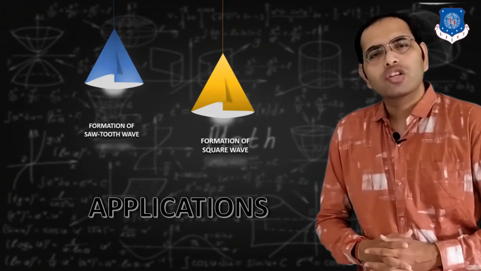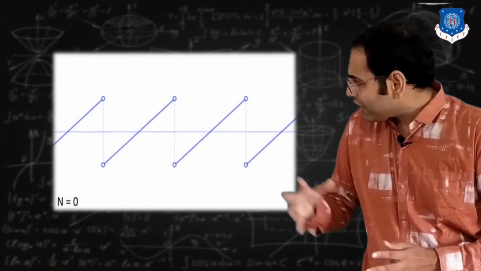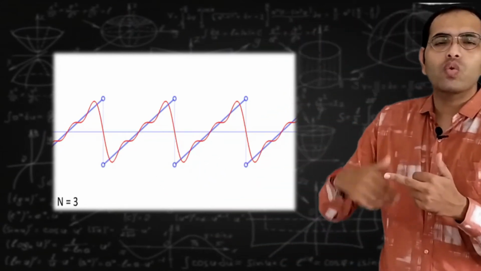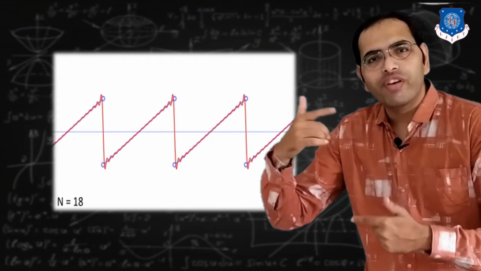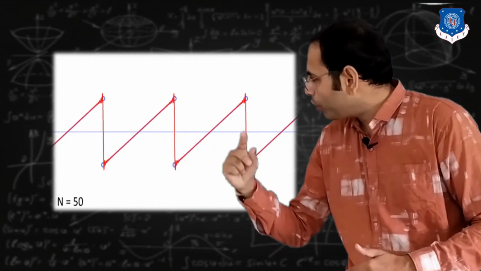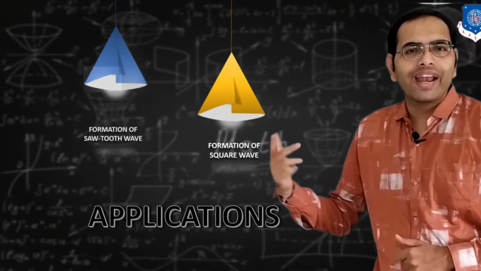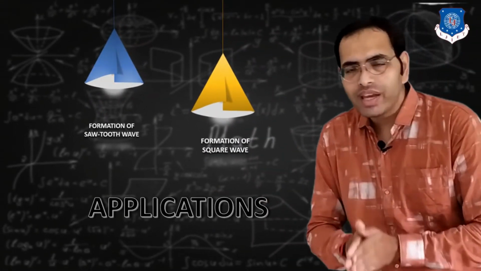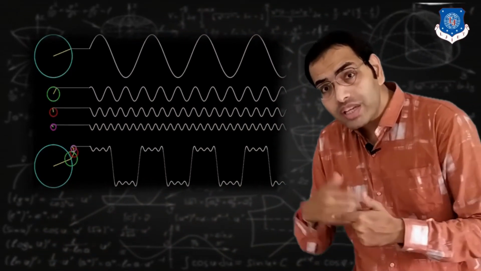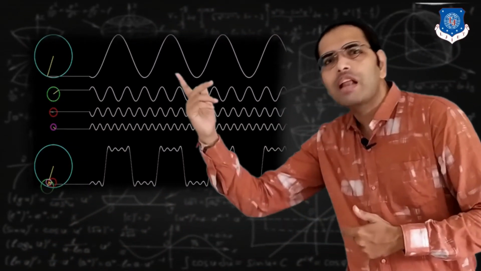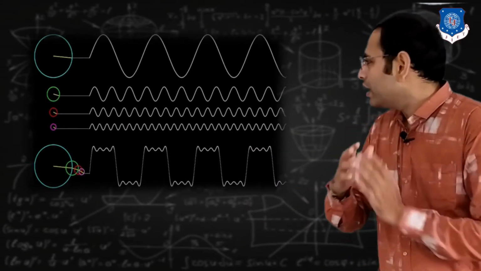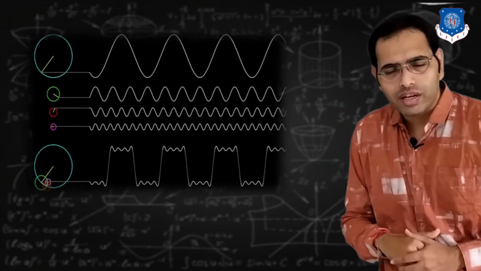First one is the sawtooth wave. In this graphical representation, we see how the sawtooth wave is generated. When you increase the number of n, we get the exact shape of the sawtooth wave. Secondly, generation of the square wave. Here we see how the square wave is generated with the help of sinusoidal functions, in this graphical representation.